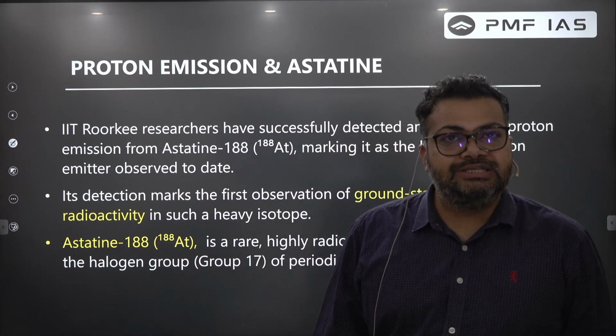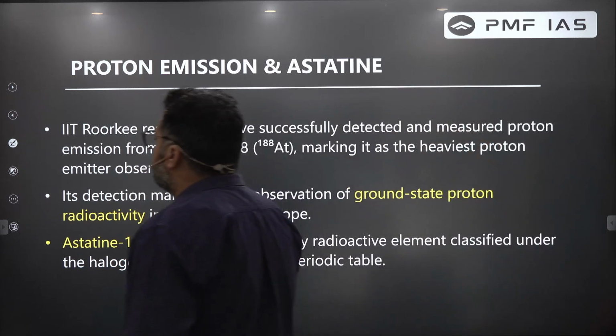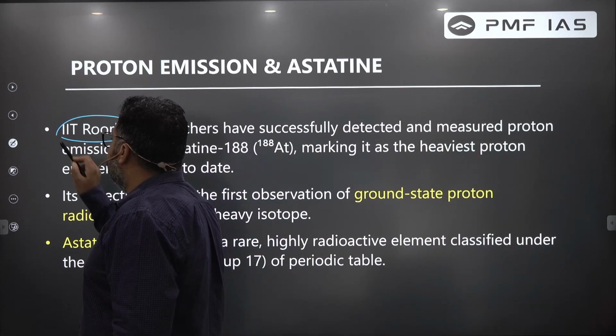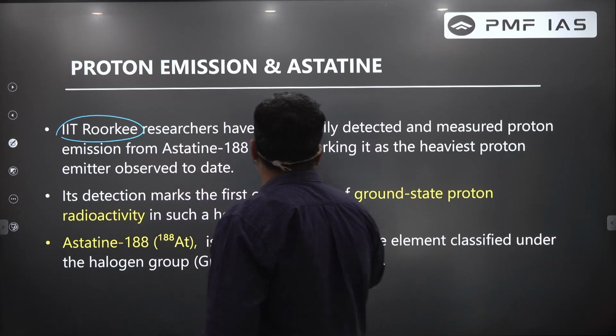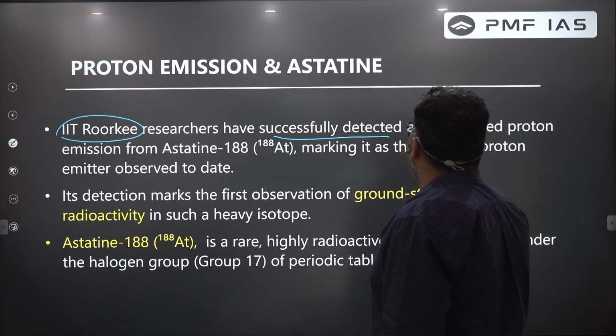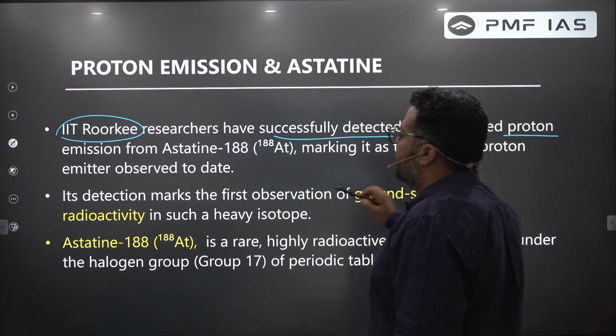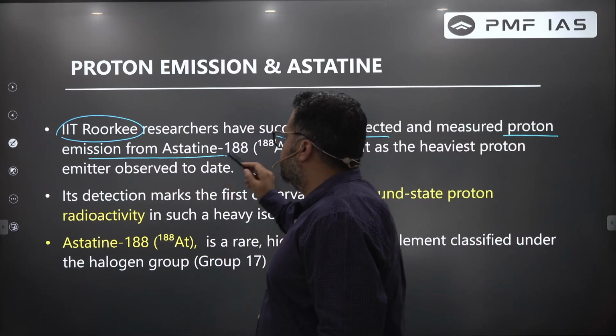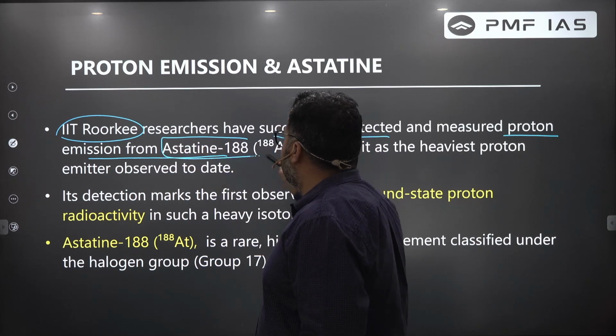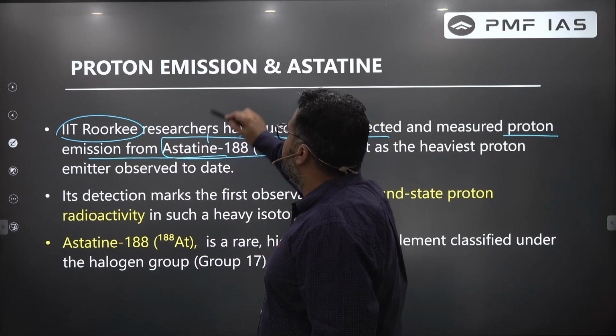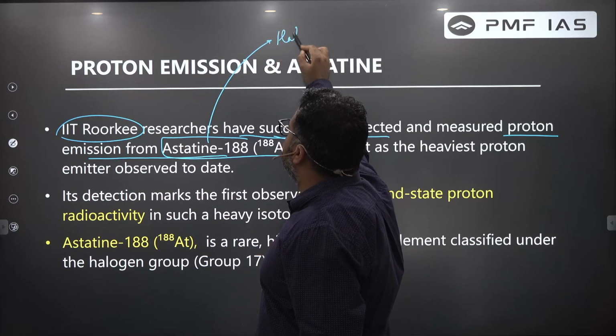Now there has been a study of IIT Roorkee where they have successfully detected and measured proton emission from Astatine. Now what is Astatine, guys? Astatine is actually a halogen. Astatine is a halogen element.